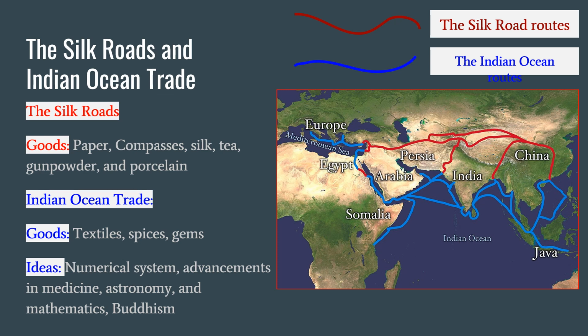And then for the Indian Ocean trade, you have textiles, spices, and gems, all of which are coming from Asia into Europe as well. But as you can see there, there are also ideas that are being transmitted. Our idea about the numerical system comes from the Middle East. Advancements in medicine, astronomy, mathematics, the religion of Buddhism, all of these are transmitted along this Indian Ocean trade route and just increase the importance of these trade routes as well.